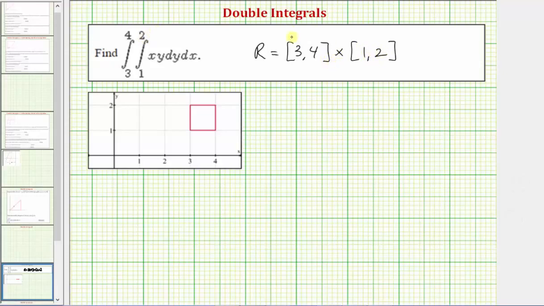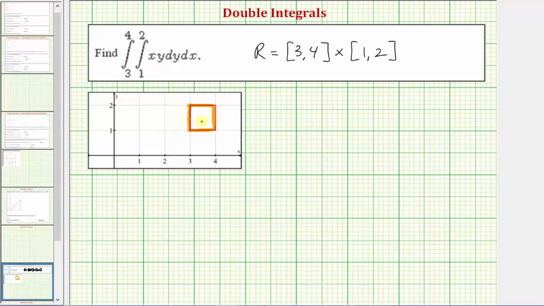Also notice how we'll integrate with respect to y first and then x. So the region of integration is this square region here in the xy plane. Again, x is on the closed interval from 3 to 4, y is on the closed interval from 1 to 2. Before we evaluate this, let's look at the integrand function f of x comma y equals xy graphed in space over this region.